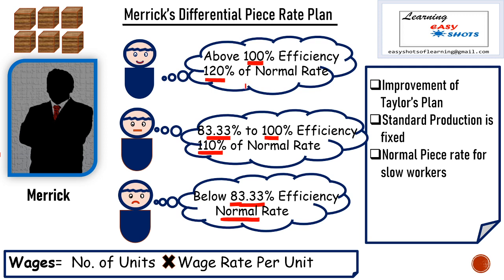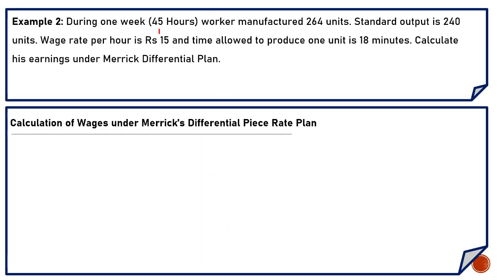So here also the formula to calculate wages is number of units manufactured by the worker into wage rate. Here we understand this with an example. During 1 week, that is 45 hours, worker manufactured 264 units. Standard output decided by the company is 240 units. Wage rate per hour is 15 rupees. Now here wage rate per unit is not given, wage rate per hour is given. So we have to find out the wage rate per unit.